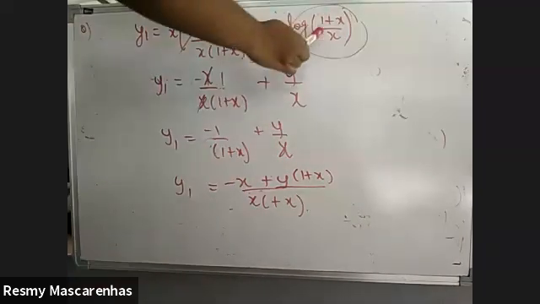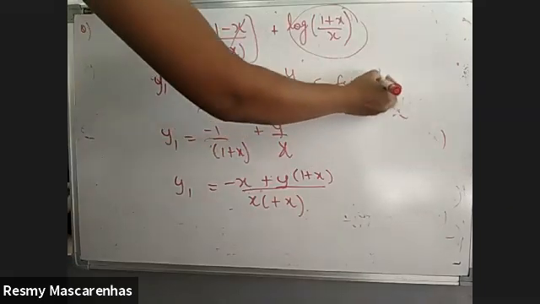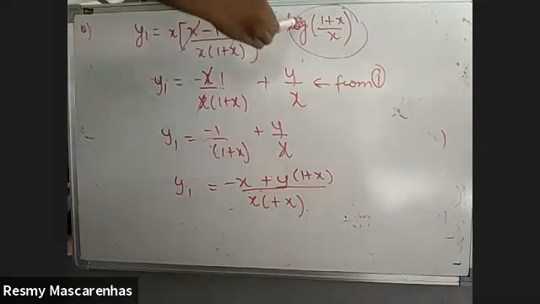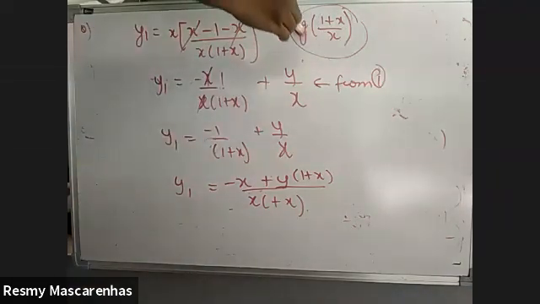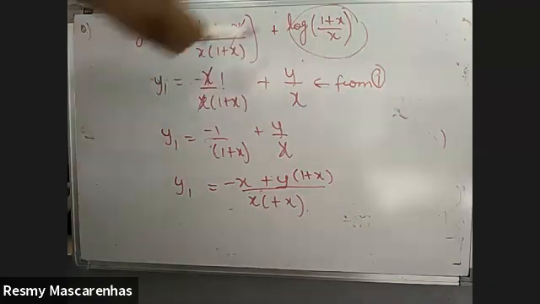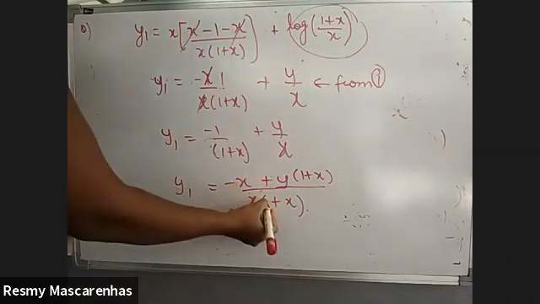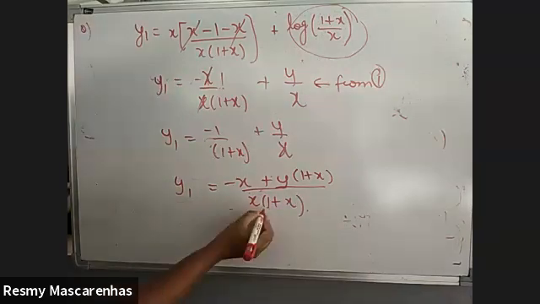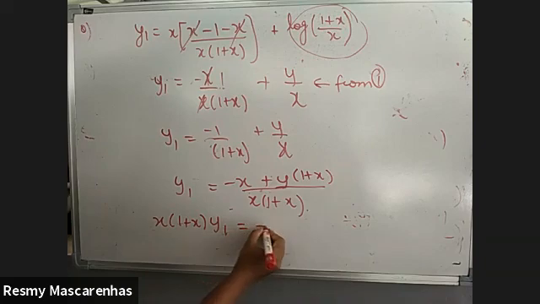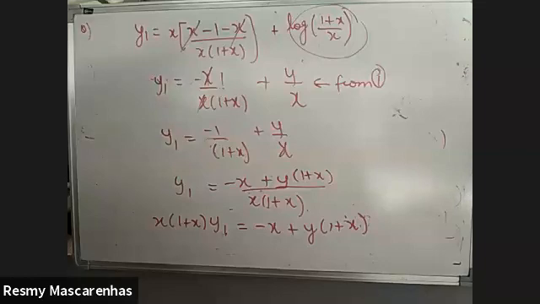Log of (1 plus x), you look into the question and then put y. You can mark that equation as 1 and you can write it as from 1 I got this. Why? Because if you see in the answer, there is no log. So I want to get rid of that log. Everything should be only in terms of x and y. So once I substitute, then you can cross multiply and simplify. So you can take this side. So what it will become? x (1 plus x) into y1 is equal to. So this is the step which you will get.